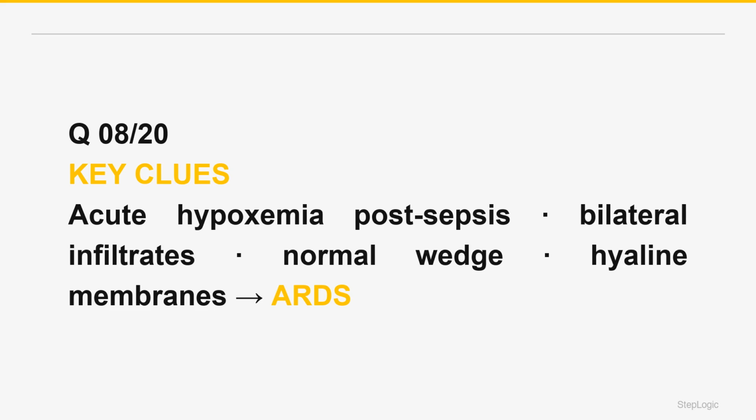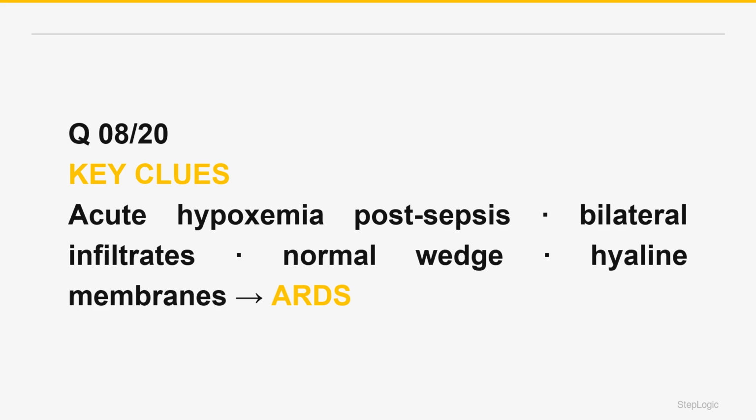It is triggered by a severe insult: sepsis, the most common, aspiration, pancreatitis, trauma, massive transfusion, or pneumonia that causes diffuse alveolar damage. Inflammation injures the alveolar capillary membrane, dramatically increasing its permeability, so protein-rich fluid leaks into the alveoli.